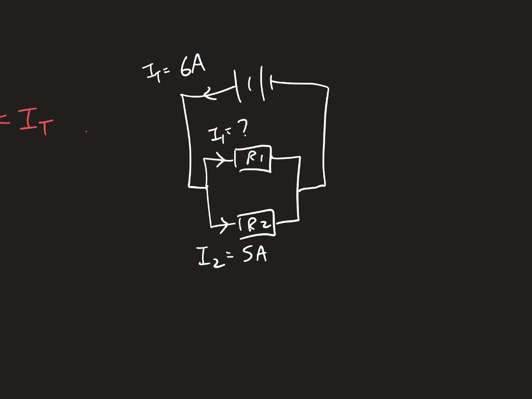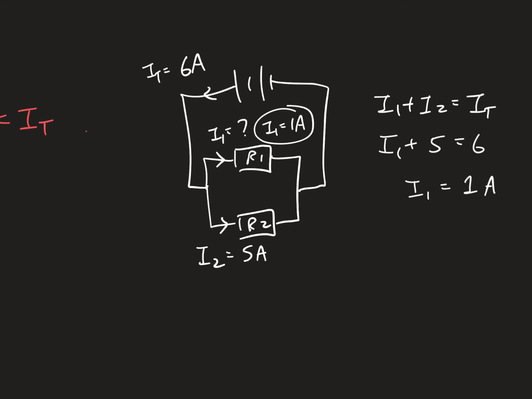Okay, first thing to note is that this is a parallel circuit. And once you know that this is a parallel circuit, then you should see that I1 plus I2 equals I total. And so I1 is simply, I don't know what it is, and I2 is 5 amperes, and I total is 6. So I1 must be 1 ampere. I1 equals 1 ampere. There you go.